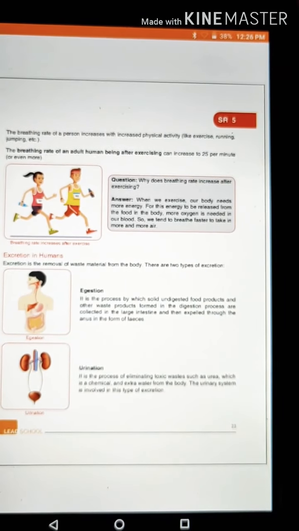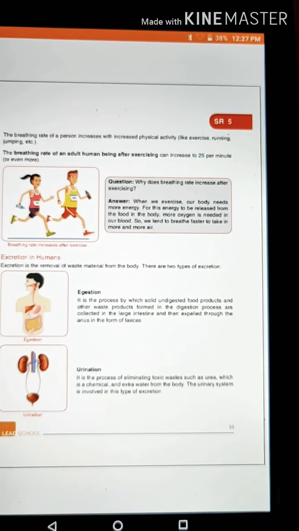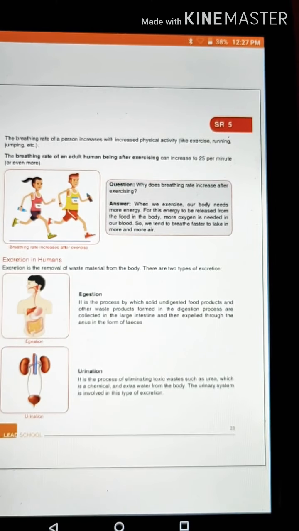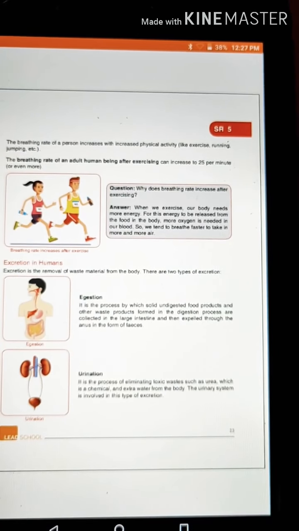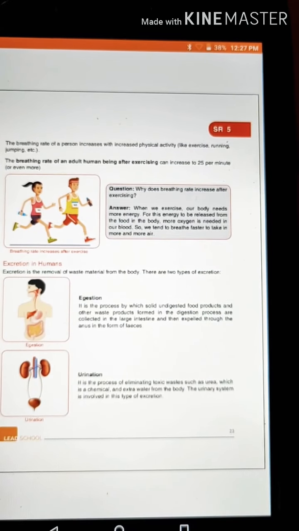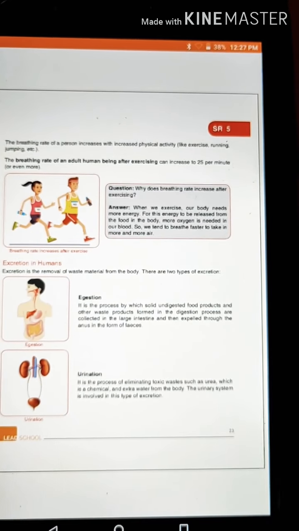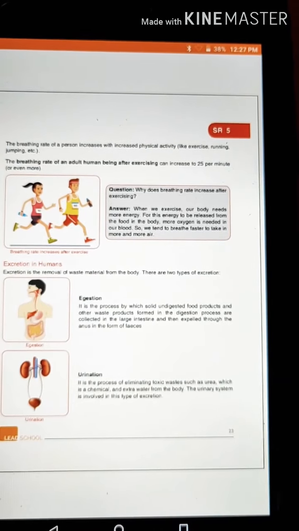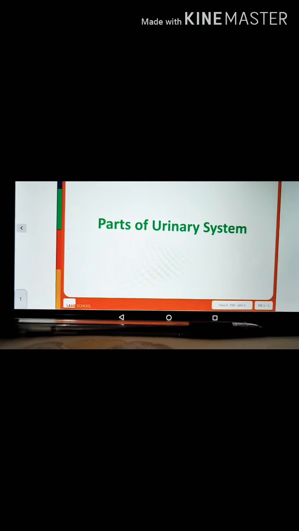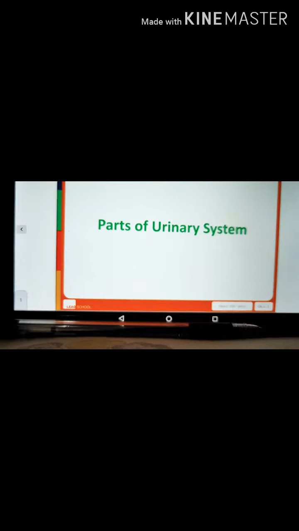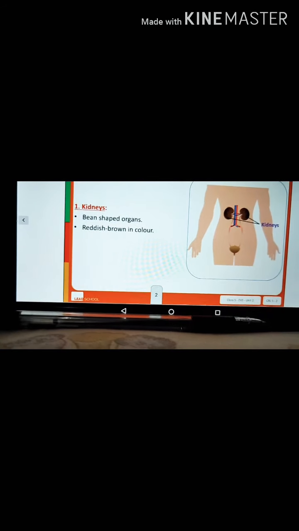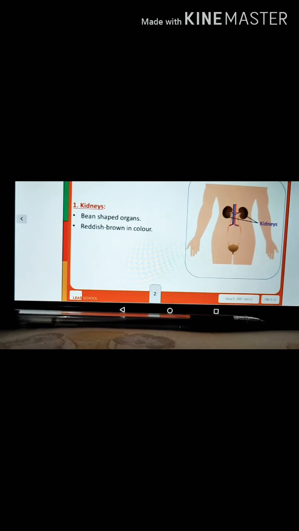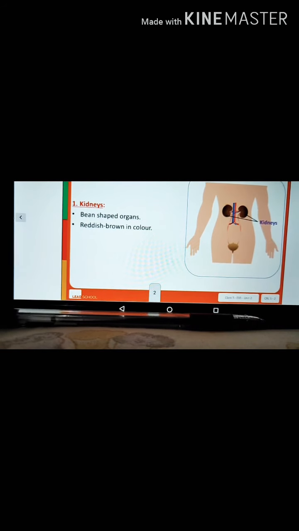And how does this system work? The urinary system is involved in this type of excretion. Whatever toxins and extra water are there in our body are expelled from the body with the help of the urinary system. Let's learn about the parts of the urinary system. The first part is the kidneys. Kidneys are bean-shaped organs and they are reddish brown in color.